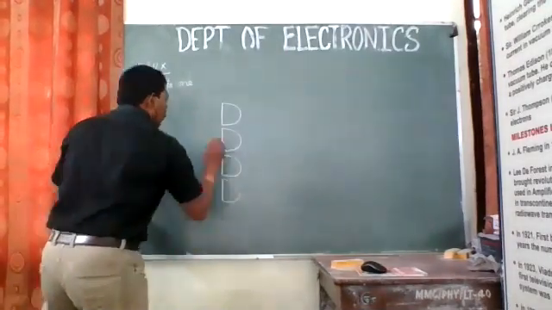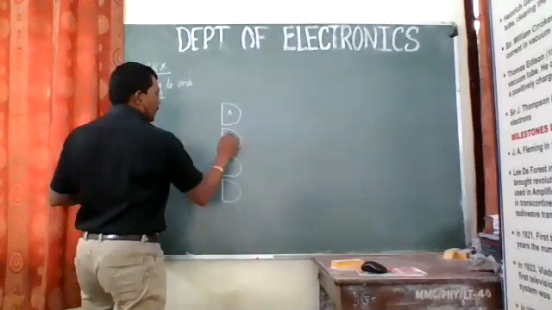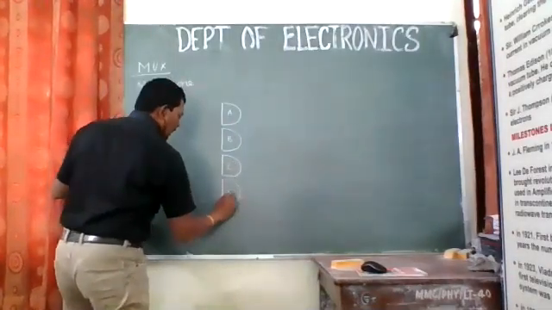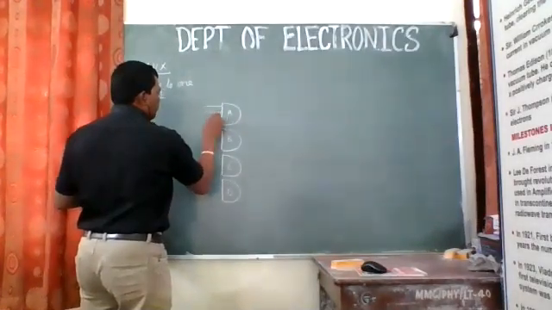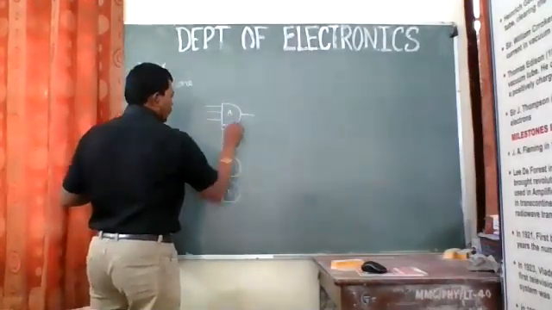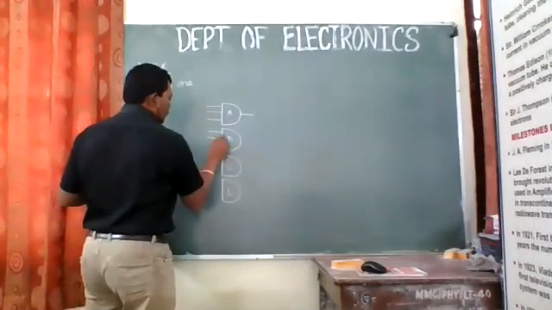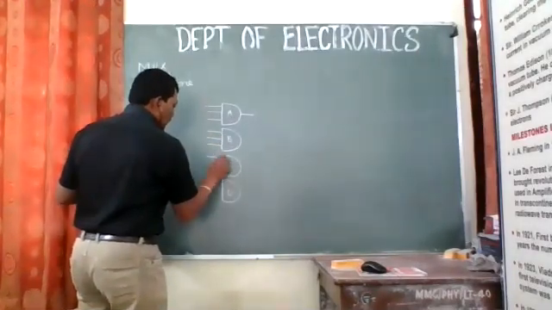So we are having these 4 AND gates. We will name them A, B, C, and D. These AND gates are having 3 inputs and a single output like this. So we are having 3 input AND gates like this.